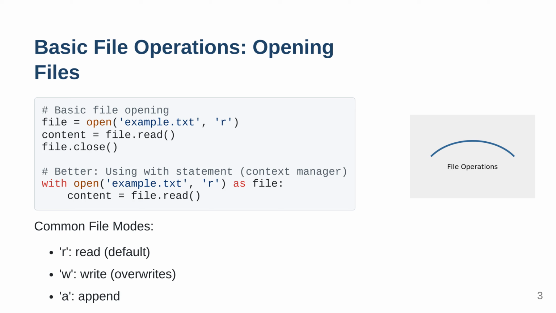The open function is fundamental to file operations in Python. Notice the two approaches shown: the traditional open-read-close pattern and the context manager, the with statement. The context manager is preferred as it automatically handles file closing, even if errors occur. File modes determine how we can interact with the file: reading, writing, or both.